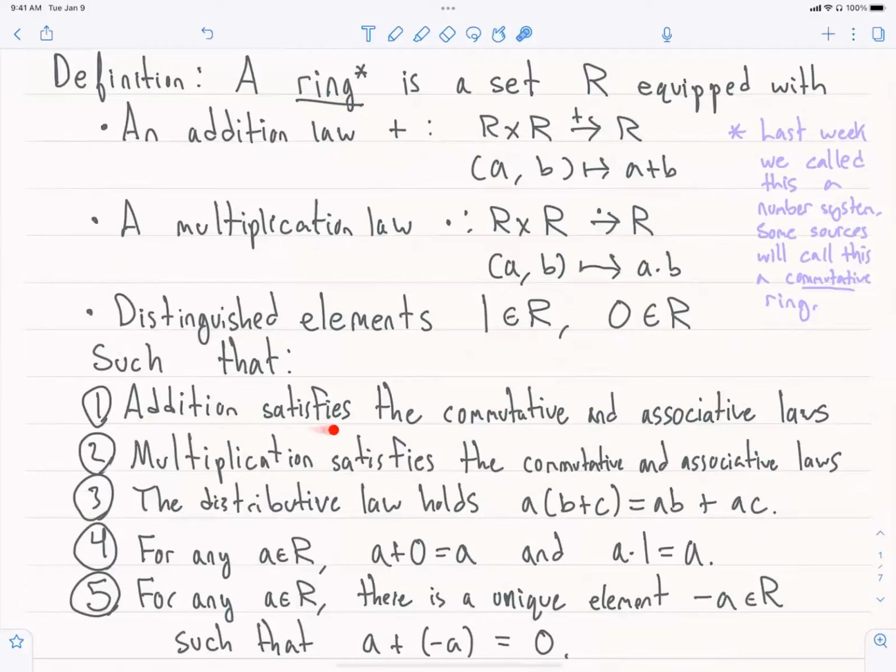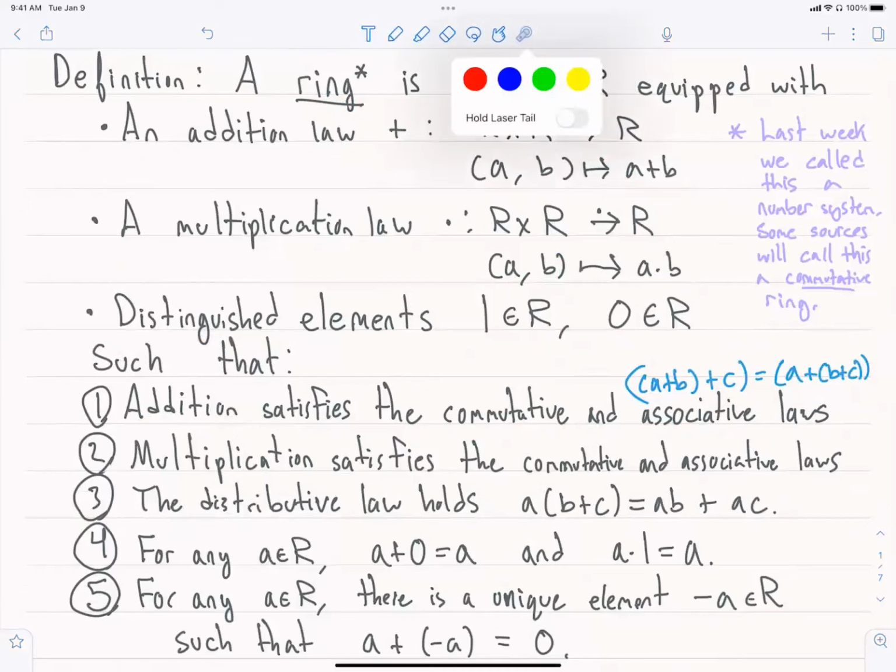Your addition should satisfy the commutative and associative laws. Commutative just means it doesn't matter whether you add A plus B or B plus A, you get the same answer. So the order of addition doesn't matter. And then associative says it doesn't matter how you group terms when you're adding. So you do parentheses, (A plus B) plus C, and this is equal to grouping another way, A plus (B plus C). So associative is just about it not mattering how you group terms when you evaluate. Okay, so that's the first rule: addition has to satisfy these standard laws.